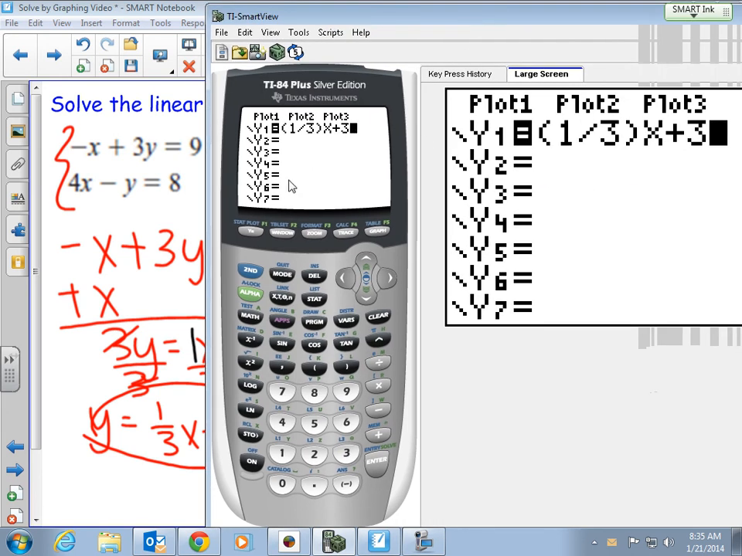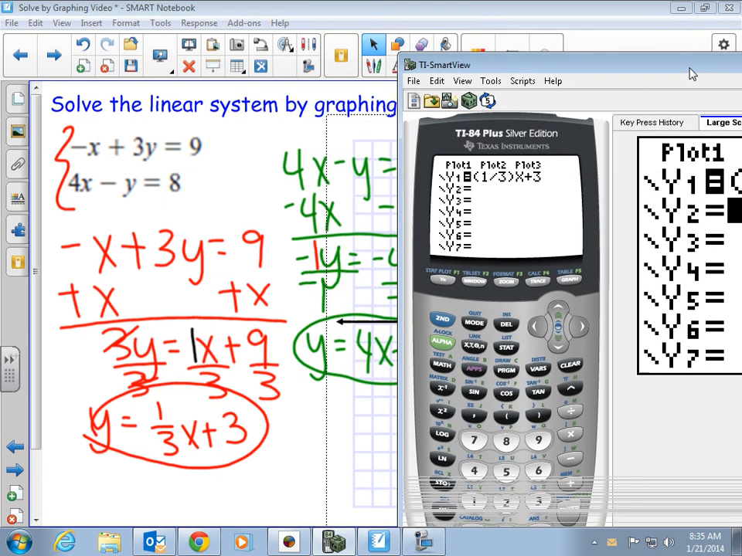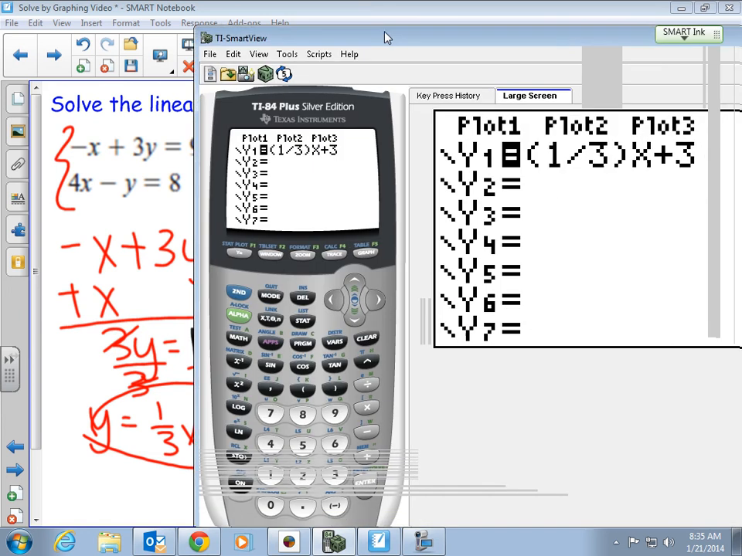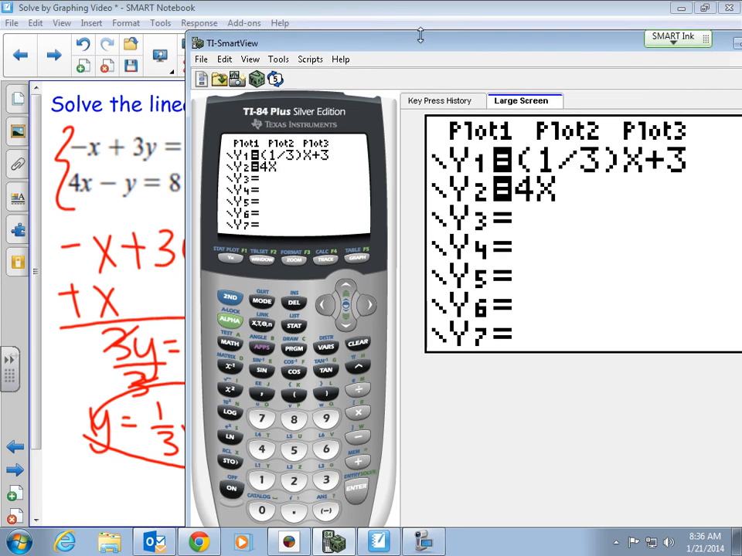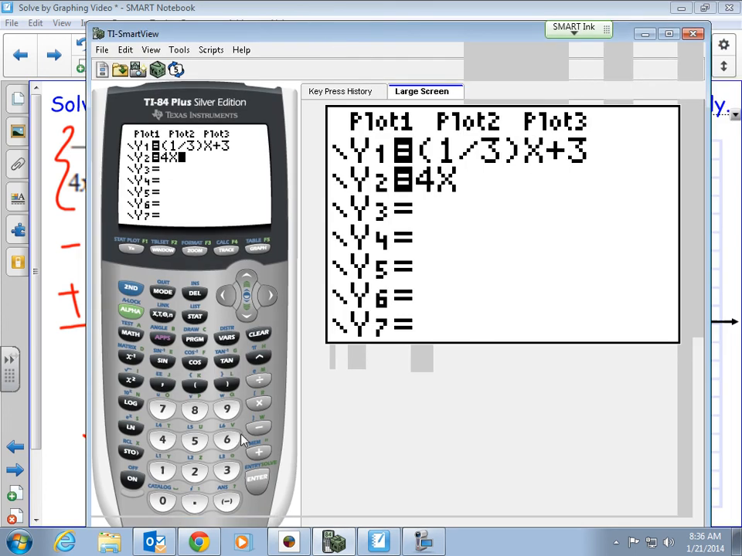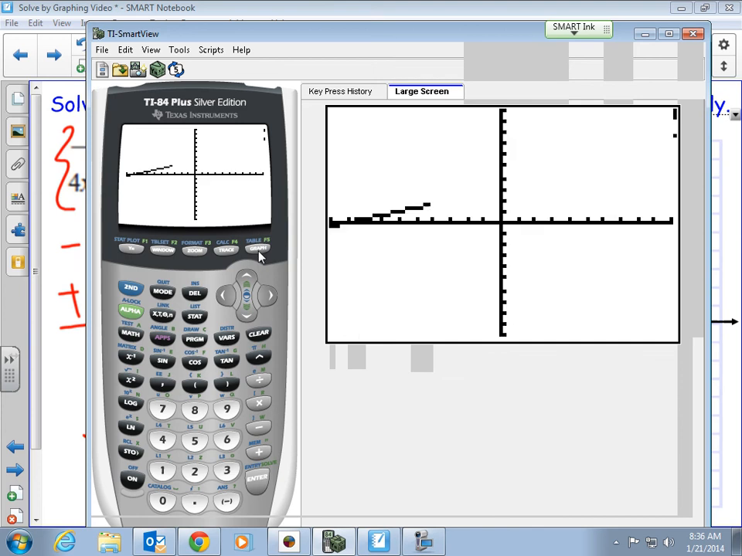Now that's my first equation. Because I have a second equation, I'm going to go down to y2, so arrow down. And for y2, I'm going to type in that second one, which is y equals 4x minus 8. So let's type that. Y equals 4x, and then it was minus 8. So I've got my two equations in there. If I press graph, I'll be able to see both of them graphed out. Now remember, what we're wanting is to find out where this point of intersection is.